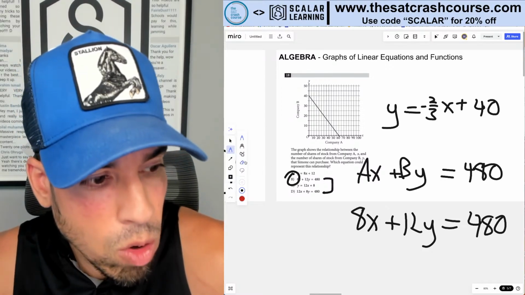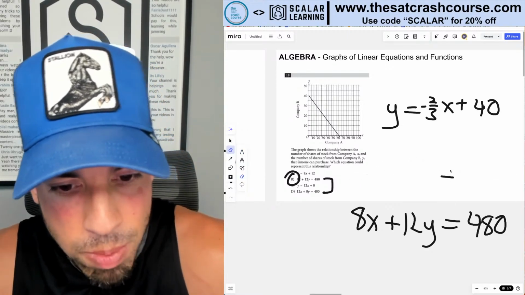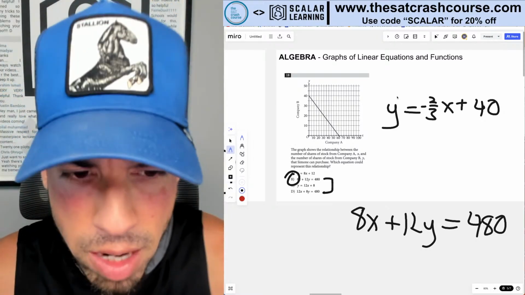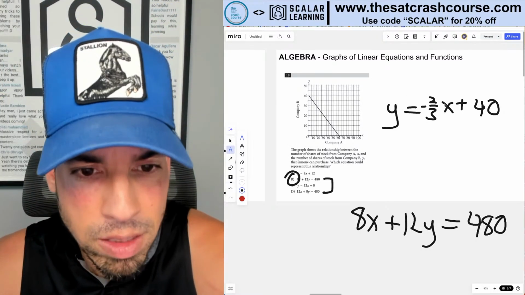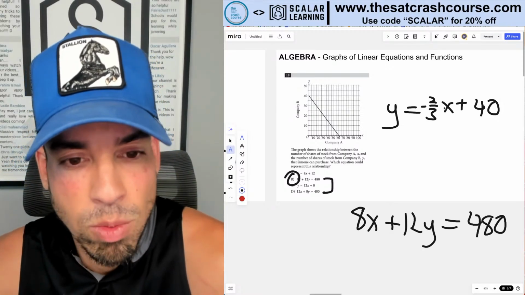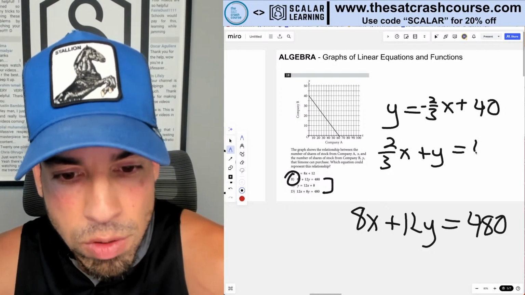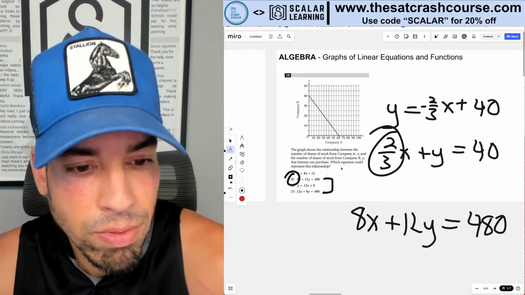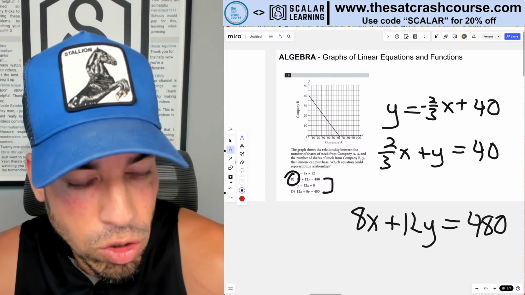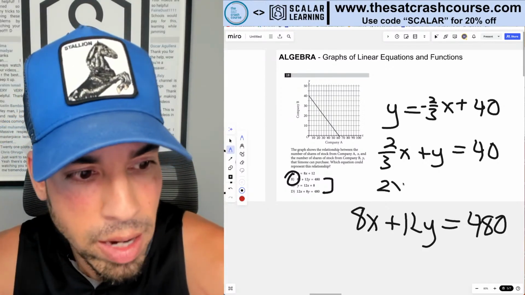Now, the way you can also do this if we started in slope-intercept form, again, I'm going to give you a couple different options and looks on these problems, as many as I can, just to give you a variety of plans. To convert slope-intercept to standard, we move the x to the other side. So we get 2/3 x plus y equals 40, and then we don't like a fraction here. So I'm going to multiply everything by that denominator. 3 times this first thing gives me 2x.